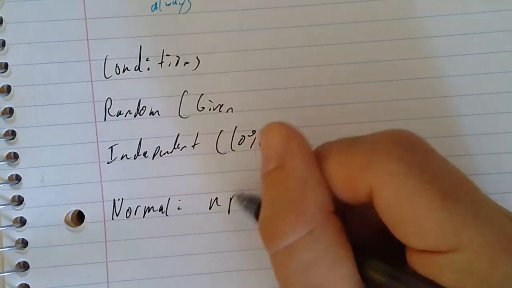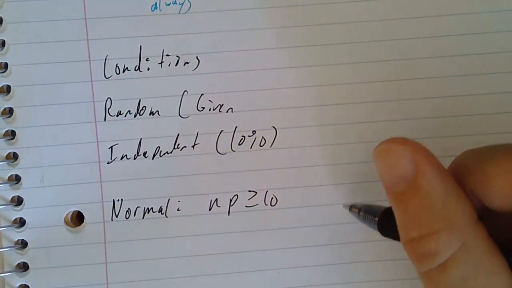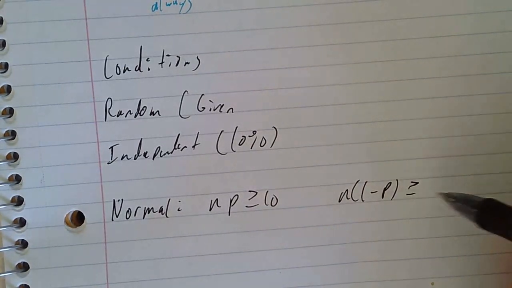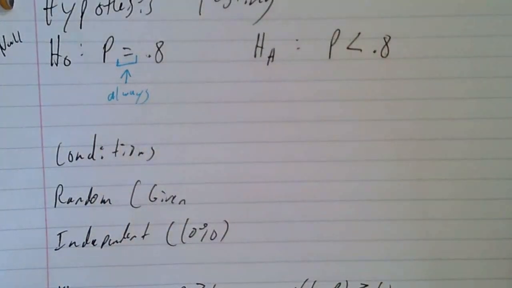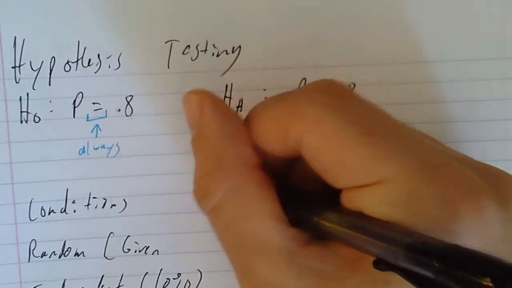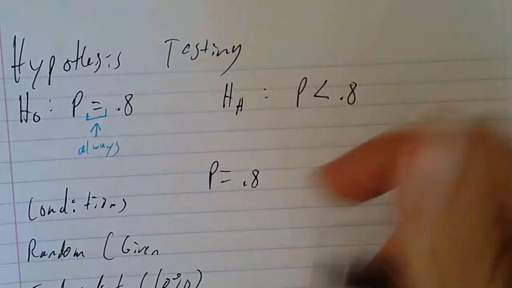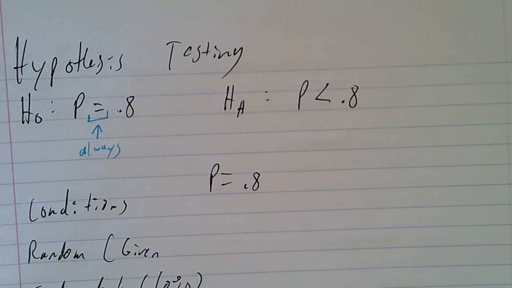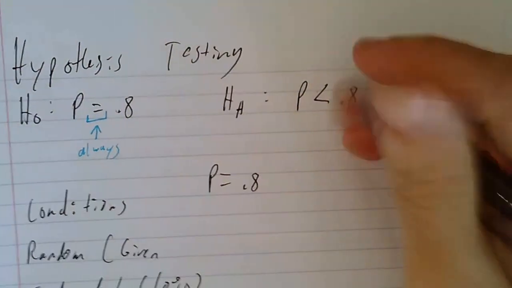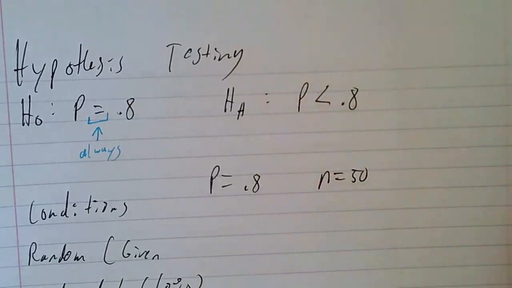It's still the same formula, np greater than or equal to 10 and n(1 minus p) greater than or equal to 10. But the p-value is slightly different. So in this case, I'll label things for you. My p equals 0.8. The statistic depends. The p hat and the n are given to you in the question. For this example, Mr. Smith went outside and he shot 50 shots, so the n would be 50.